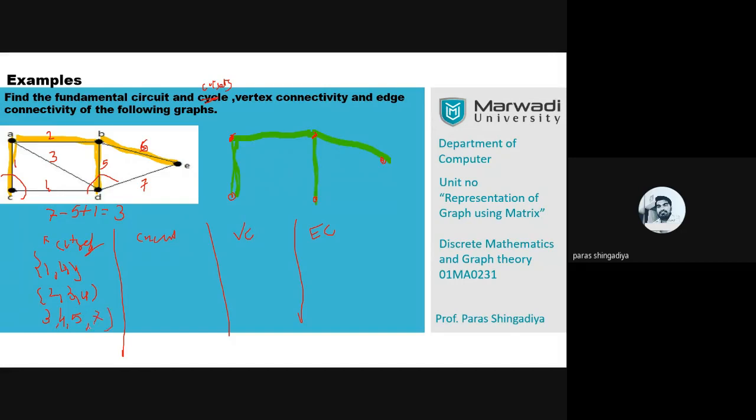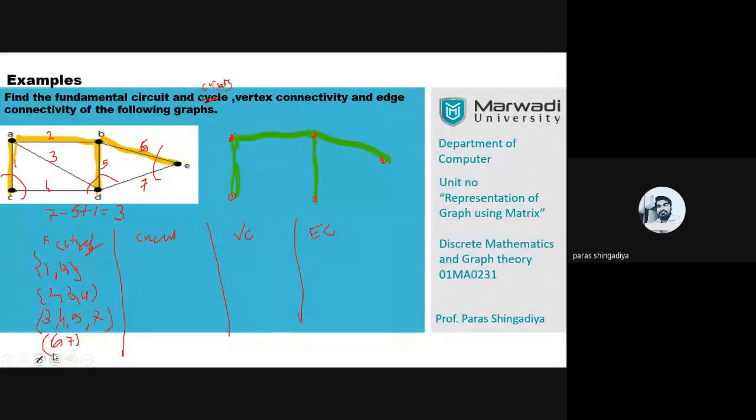In 3, 4, 5, 7, the 5th edge is a branch and 3, 4, 7 are the chords. Then I can consider 6 and 7. In 6, 7, 6 is a branch and the 7th edge is a chord. So these are the examples of fundamental cut sets.